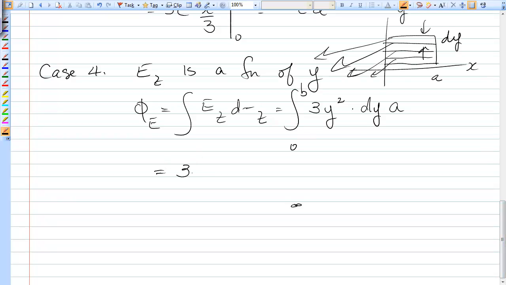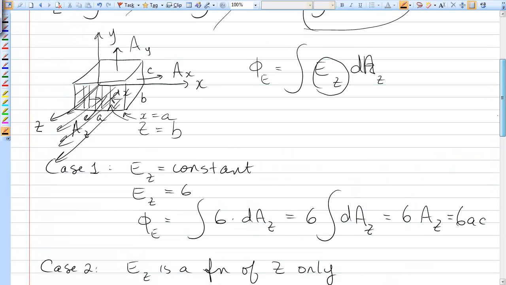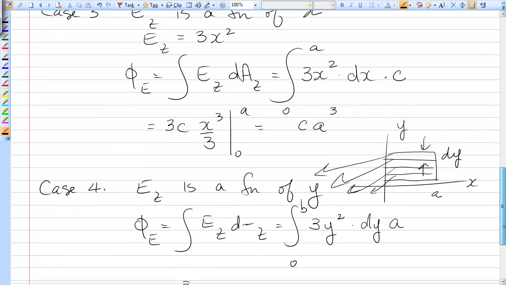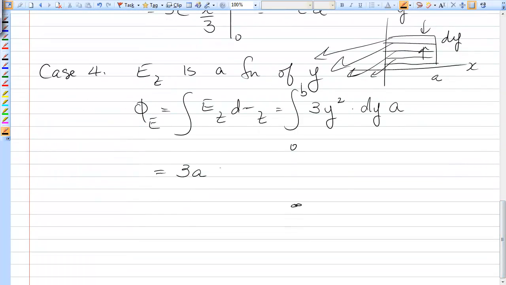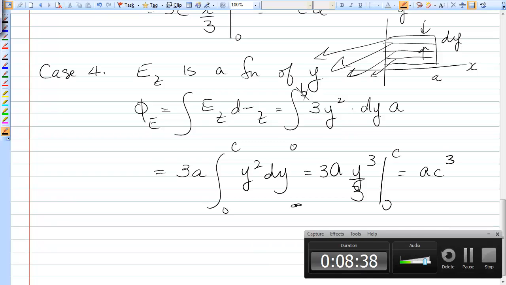All righty, so once again, the 3a comes out, now I better check that that's what y runs from. So y is 0 to b? No, y is 0 to c. Okay, so that's not right. y is 0 to c, the integral from 0 to c of y squared dy. So it becomes 3a y cubed over 3 from 0 to c, and that's a c cubed. All righty, and that is how you decide if you're going to integrate to get electric flux.